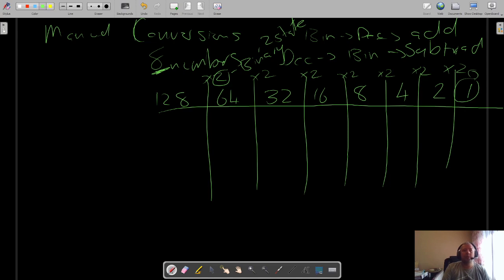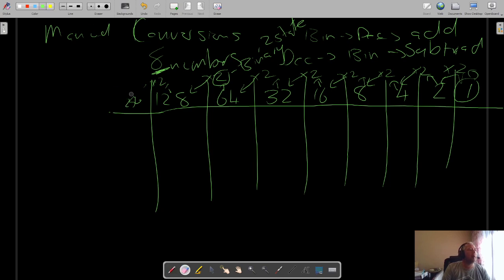1 times 2 is 2. 2 times 2 is 4. 4 times 2 is 8. 8 times 2 is 16. 16 times 2 is 32. 32 times 2 is 64. And 64 times 2 is 128. And if we follow this maths, the next number, even though it's not really needed at the moment, 128 times 2 gives you 256, and we can times that by 2, and so on and so forth, but we don't really care about these numbers right now. We only need to know these first 8 numbers when we're doing conversions.